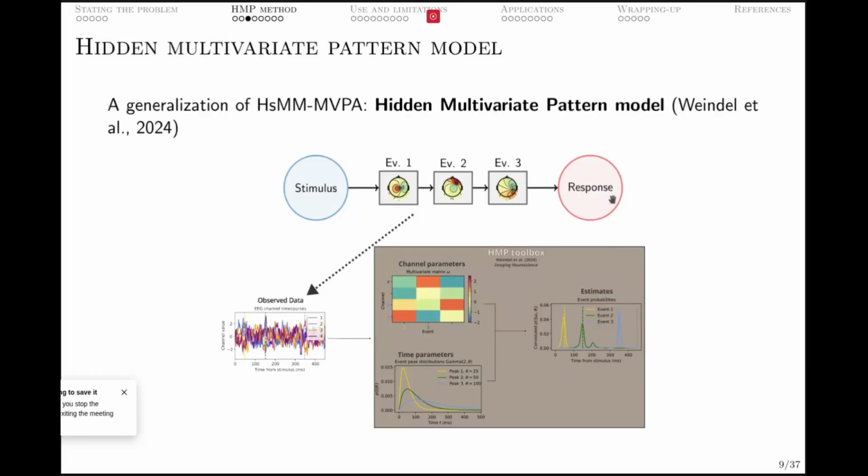And that's how we started with the hidden multivariate pattern model. I worked on it with Jelmer Borst and Leendert van Maanen in the Netherlands. And the idea is as follows. This is first a very shallow introduction, and then we go deeper into the detail.